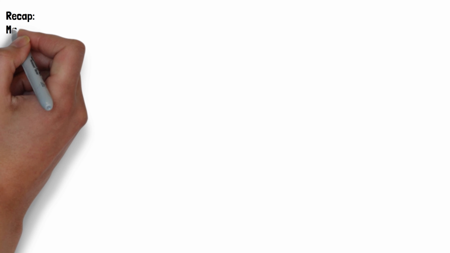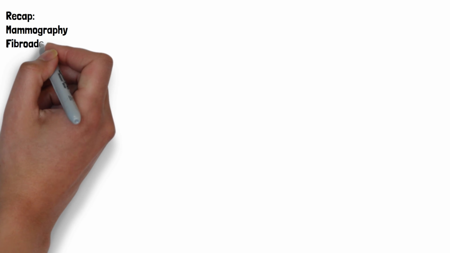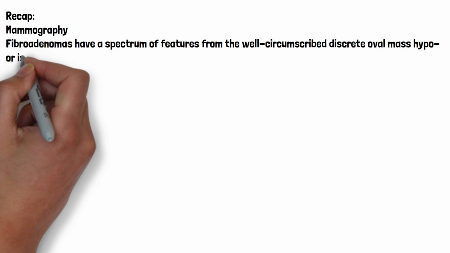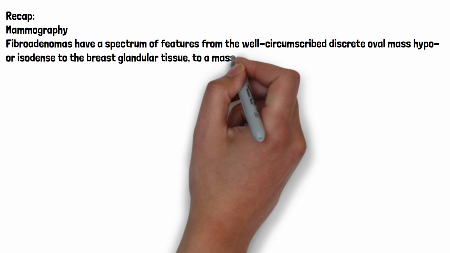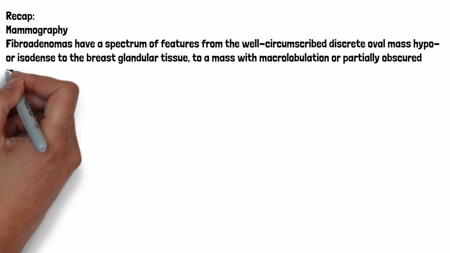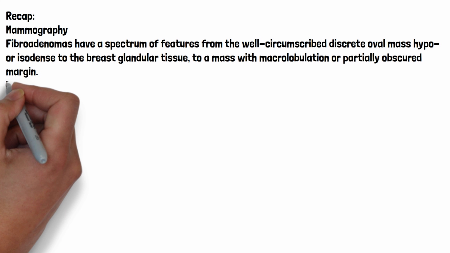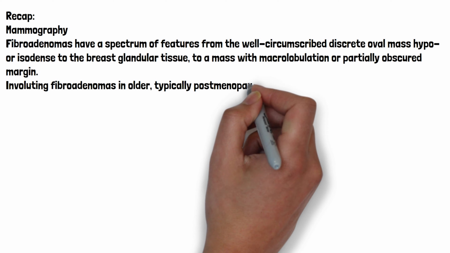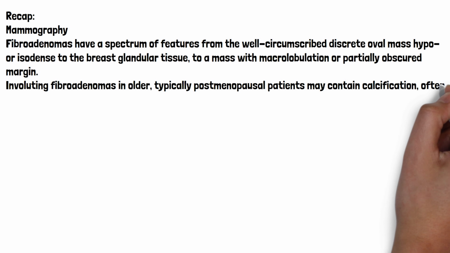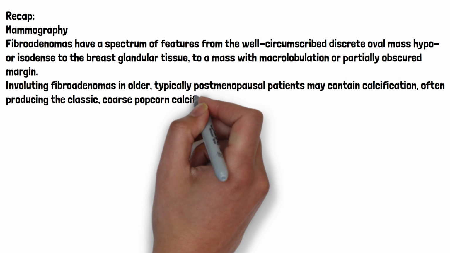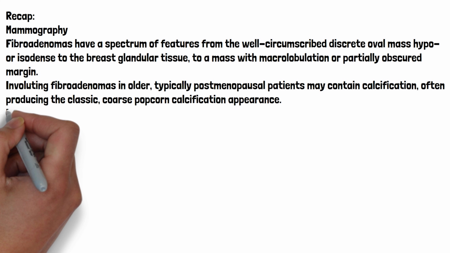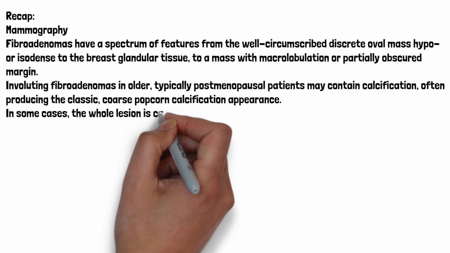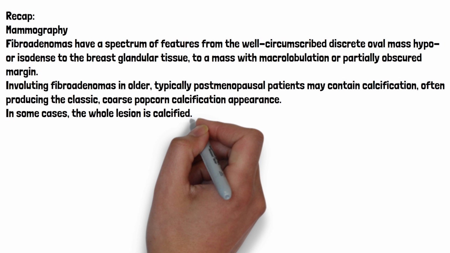Recap. Mammography. Fibroadenomas have a spectrum of features from the well-circumscribed, discrete oval mass, hypo- or isodense to the breast glandular tissue, to a mass with macrolobulation. Involuting fibroadenomas in older, typically postmenopausal patients may contain calcification, often producing the classic, coarse popcorn calcification appearance. In some cases, the whole lesion is calcified.